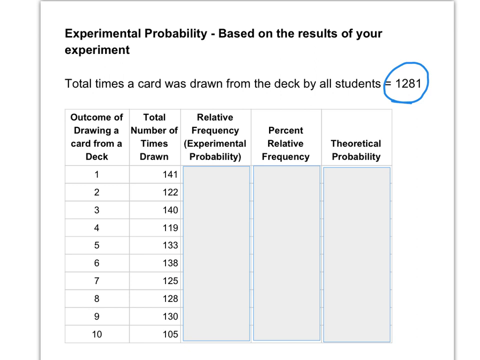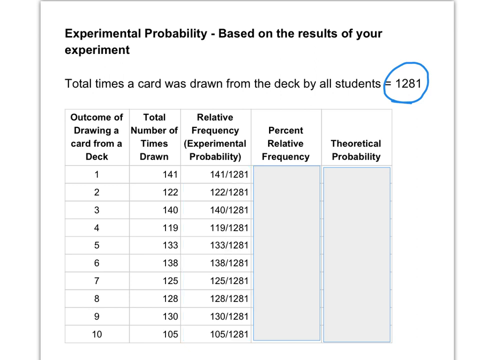Now, the relative frequency is taking the number of times the number 1 was drawn and putting it over the total number of draws that we had. So we had 141 over 1,281 as the experimental probability for drawing a 1 out of a deck of cards 1,281 times. Now we can convert these fractions, because these are all fractions right now, and they're kind of hard for us to understand. We can convert these into a percent.